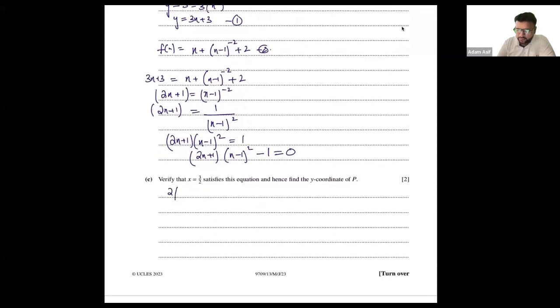So 2 times 3 upon 2 plus 1, times (3 upon 2 minus 1) square, minus 1 is equal to 0. That's 4. 3 upon 2 times minus 1, that's going to be 1 upon 2, square is going to be 1 upon 4. This cancels out and you are going to have 0 on both the sides. So yes, it satisfies.